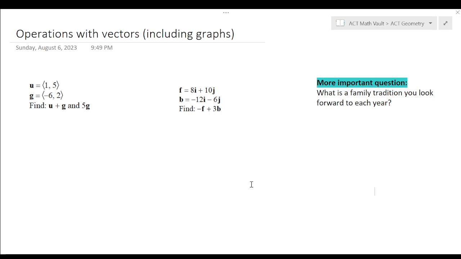and to make sure we don't take ourselves too seriously, let's think about the fun question. What is a family tradition you look forward to each year?